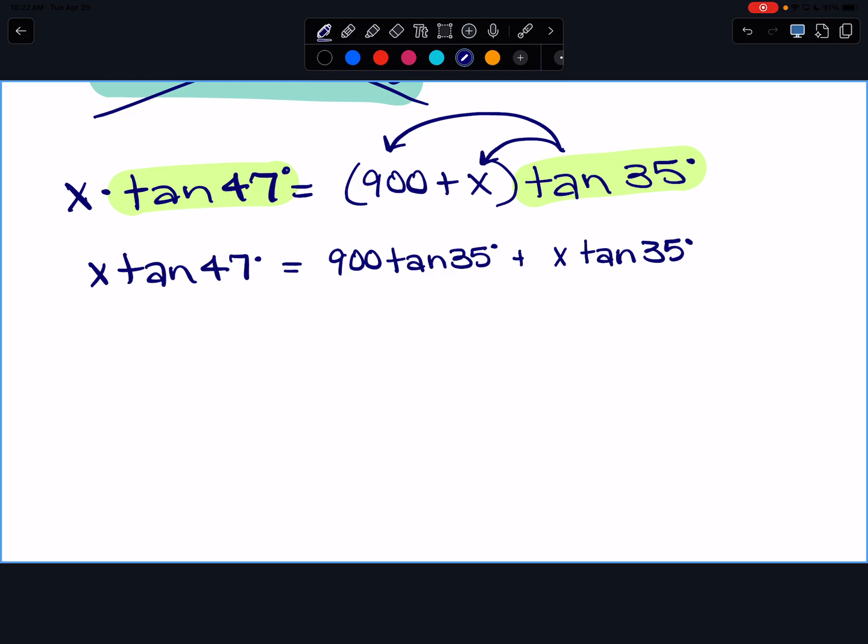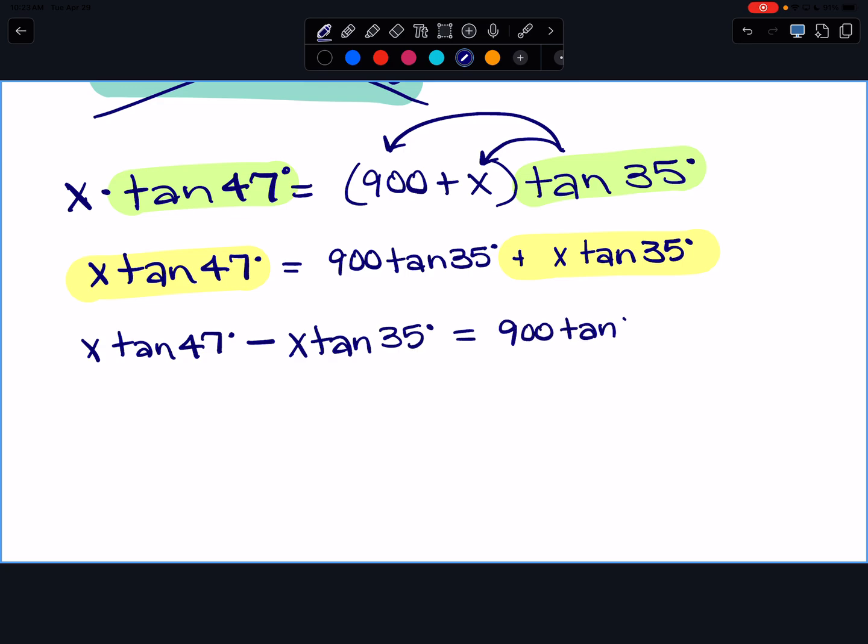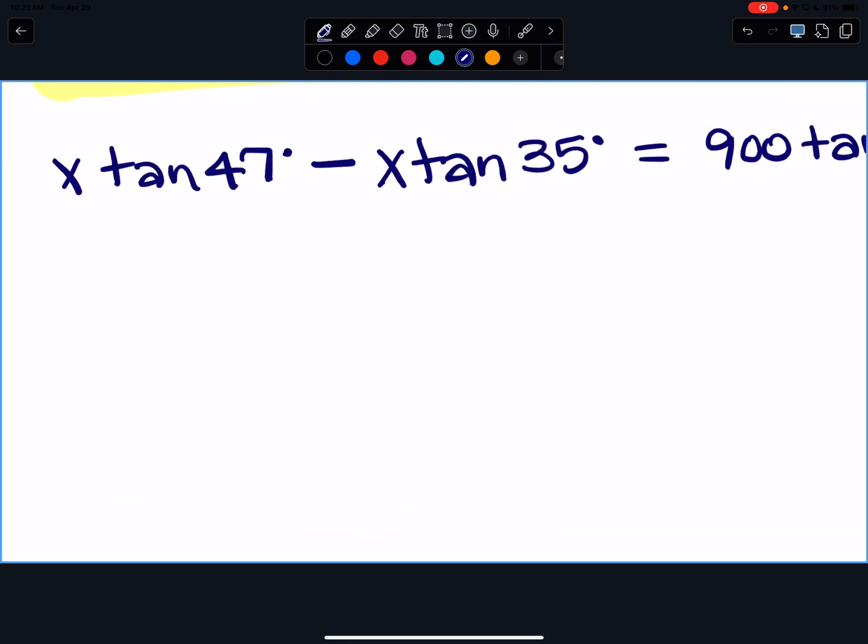Okay, and now can I get these on the same side? Yes, how would you do that? What's the opposite of plus x tan 35? Subtract. So I have x times the tangent of 47 minus x times the tangent of 35 equals 900 times the tangent of 35. So unlike my simplified one where I had 3x minus 4x, which would be negative x, I can't do that, right? So instead, what do you notice about that front part?